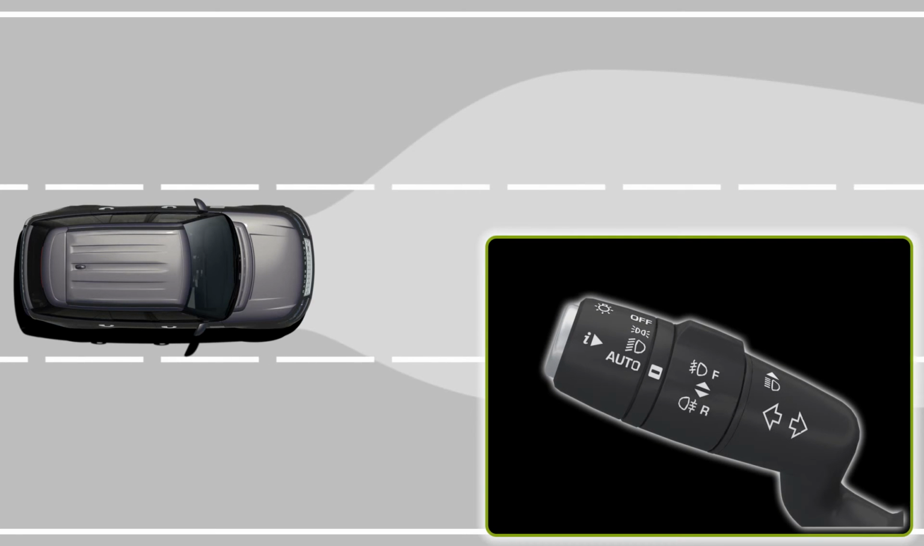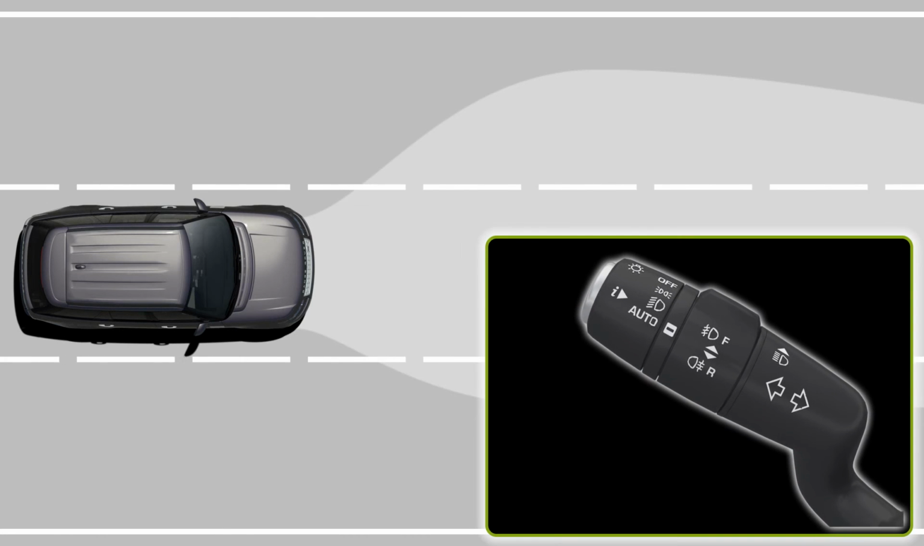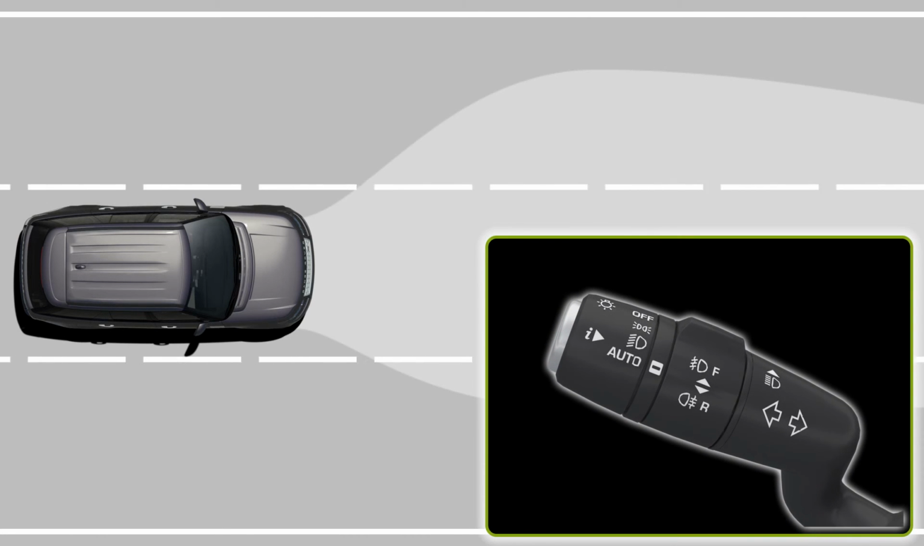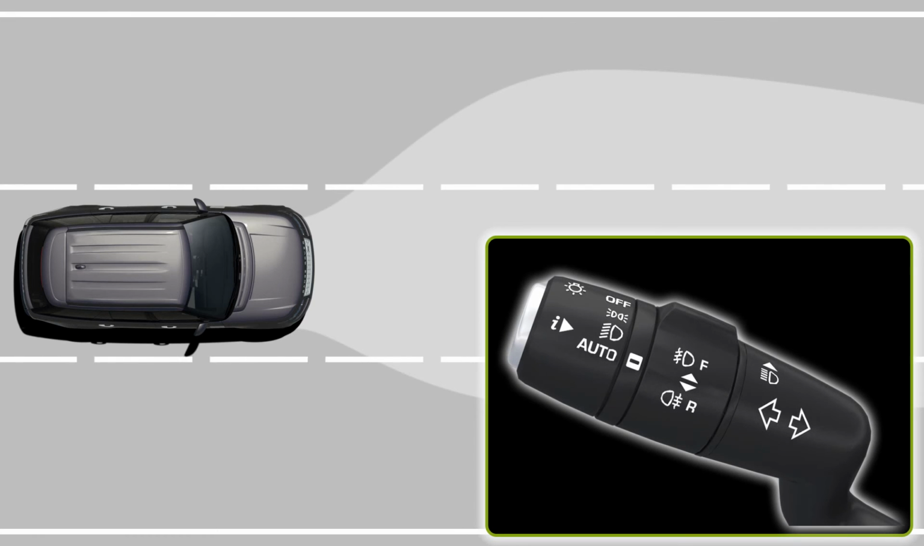The headlamps will then remain in the dipped beam position until the control switch is first moved to the high beam position, then back to the dipped beam position. The auto lamps function will remain active until the lighting control switch is rotated back from the auto position.